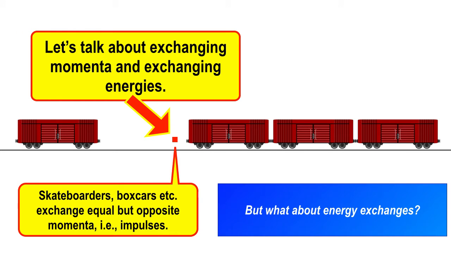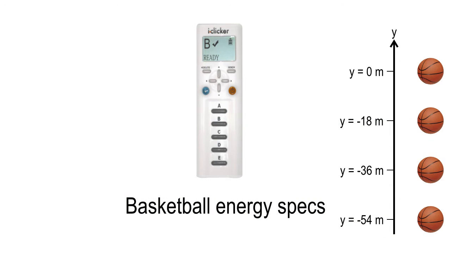But what about energy exchanges? That's what we're going to talk about today. Delta E, we computed some delta E last time, and we're going to do some more delta E today. But this is our big question for the day. What about exchanging energies? Momenta, skateboarders, easy to see. Energy exchanges are everywhere, but they're harder to see. But let's work out some energy specs using the basketball. So we're going to use this trajectory that we used last time, the 18 meter drop increments, and we're going to do one 18 meter drop.